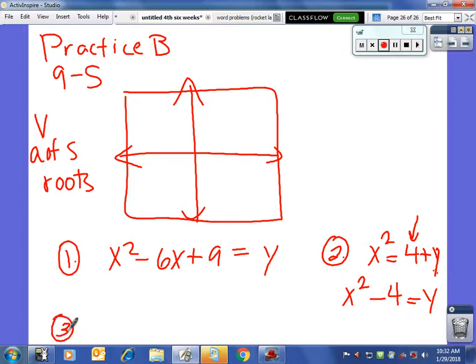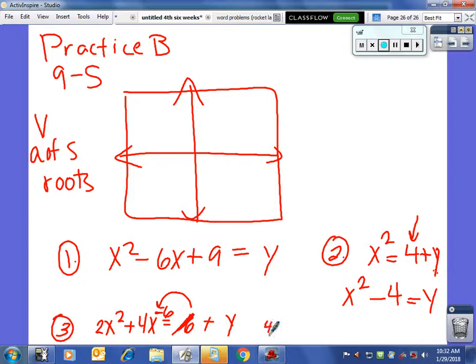Real quick, look at number 3. 2x squared plus 4x equals 6 plus y. What's got to move here? The 6 needs to come over here, and it's going to become what? A minus 6, so it won't be on this side anymore.